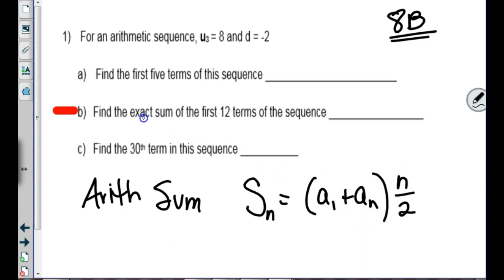All right, so find the exact sum of the first 12 terms of this sequence. Do we know the 12th term? No, but we can find it real fast. Remember what you had here? What was the first term, guys?